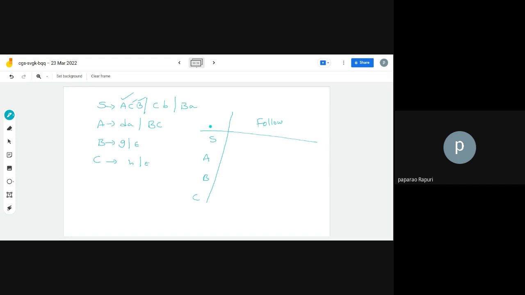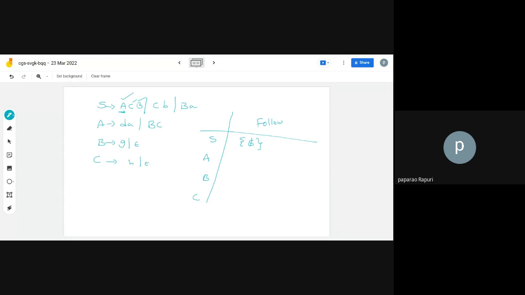S is the start symbol. For that purpose, we need to consider it. So simply, first we can add dollar, because every time the start symbol holds dollar in the follow of S. So for that purpose, I added dollar. In the right hand side, there is no S in any other production. So I am moving to A.